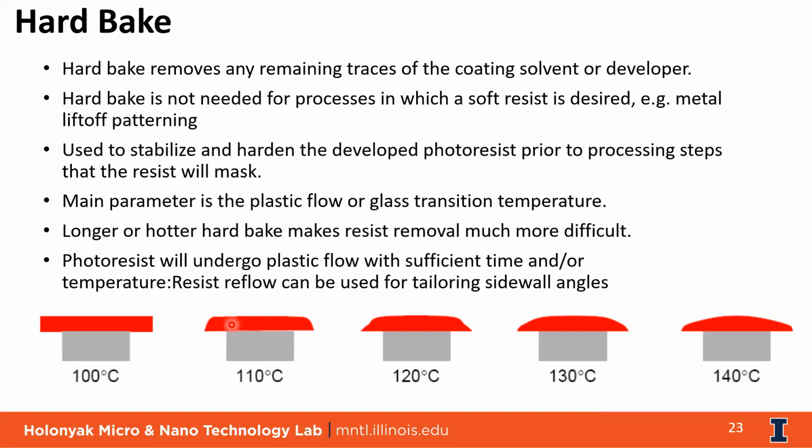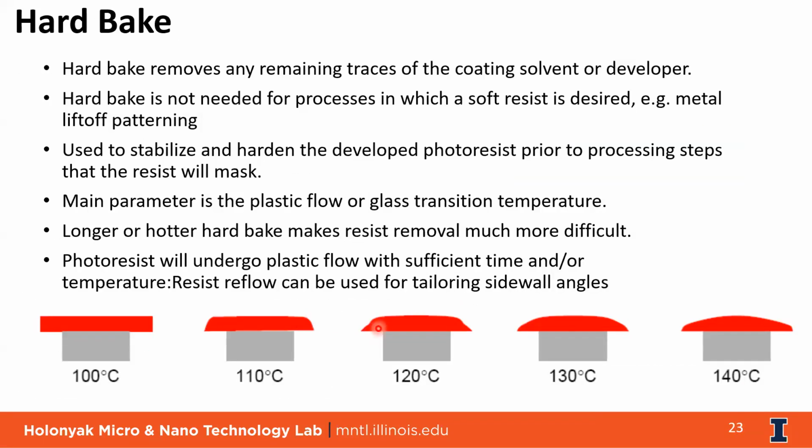But in some processes, people intentionally do the reflow to get 3D structures. For example, if you have a circle and you do a controlled reflow, you'll end up getting a semi-sphere. So for some 3D applications, you can really use this hard bake to control your features.